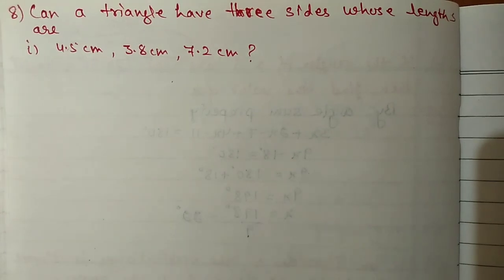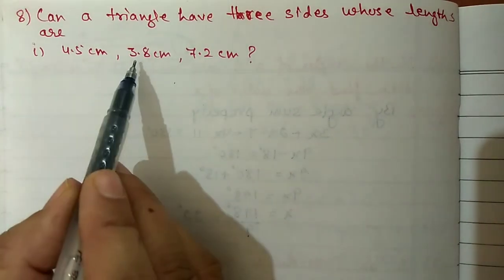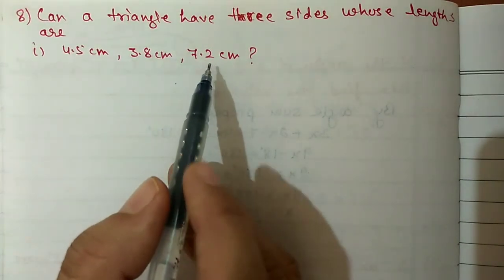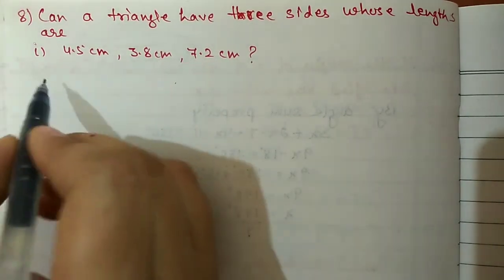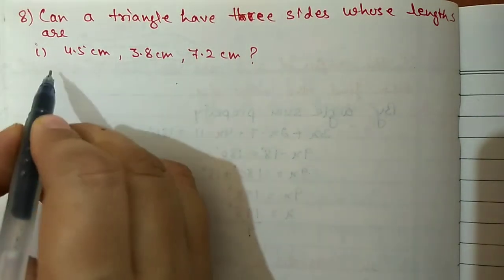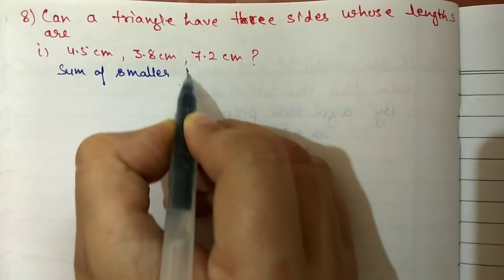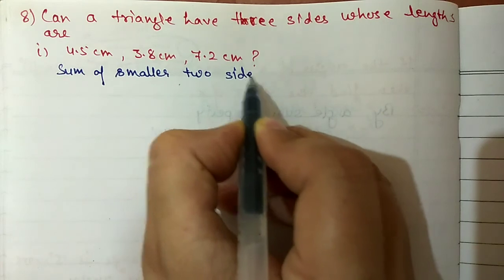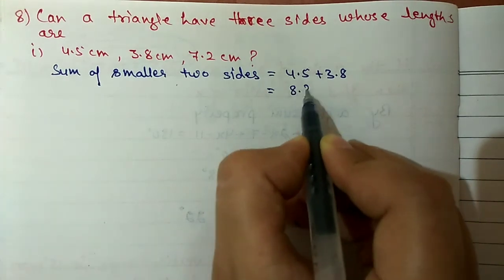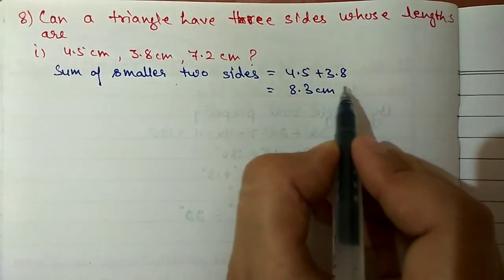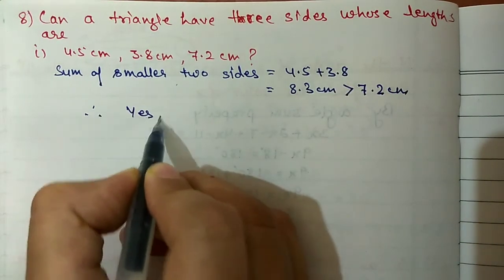Next, question number 8. Can a triangle having 3 sides whose lengths are given here, 4.5, 3.8, 7.2 centimeter, be possible or not? For this type of question, you have to add the smaller 2 sides and it should come more than the third side. So the sum of the smaller 2 sides, 4.5 plus 3.8, will come 8.3 centimeter, and you can see it is more than 7.2. So therefore yes, the triangle is possible.